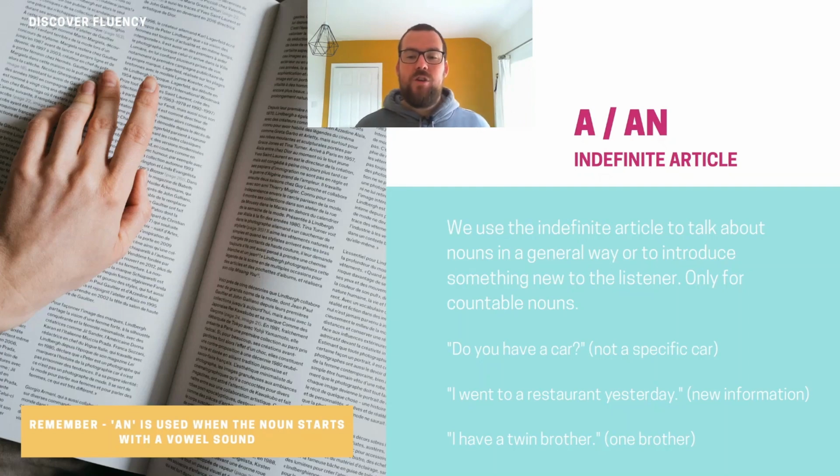For example, let's have a look at these sentences I prepared for you. Do you have a car? In this case, I want to know if you own one car, not a specific car. I don't have a car in mind. I just want to know if one car belongs to you. In the same way, if I wanted to use an uncountable noun, I could say, for example, do you have money? In this case, I'm not thinking of a specific pile of money or some designated group or collection of money. I'm just talking about the concept of cash in your pocket, okay?